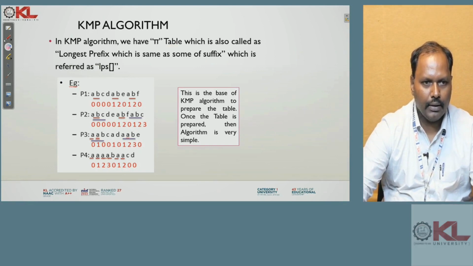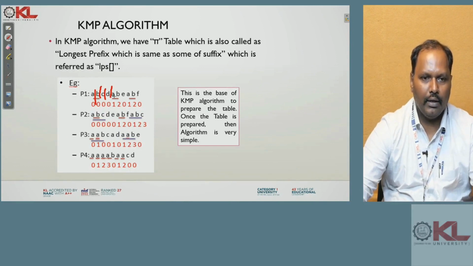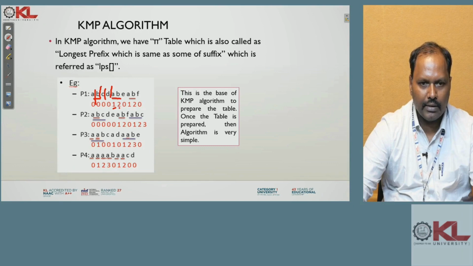So first example, pattern 1: A, B, C, D, A, B, E, A, B, F. Here A is a single letter, so it is equal to 0. B is a first letter, 0. C is a first letter, 0. D is also a first letter, 0. All the zeros are available here. A is already available previously, so now it is 1. AB means these two letters are already available previously, so now B we can make it 2.